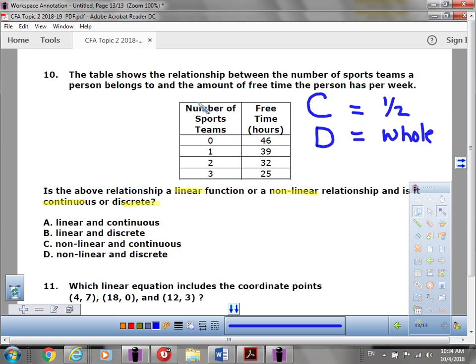If you think about it, this is what you needed to look at. Sports teams. When we count sports teams, do we say, oh, 1, 1.5, 2, 2.5? Can you have half a team? No. You either have a whole team or you don't have a whole team. So you would use whole numbers, which again means D for discrete.